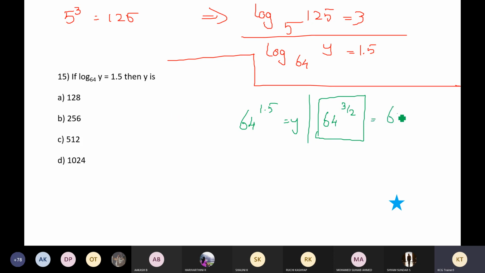Can I write this as 64 power 1 by 2, the whole cube? What is 64 power 1 by 2? The square root of 64. What is square root of 64? 8. What is 8 cube then? My answer is 512.